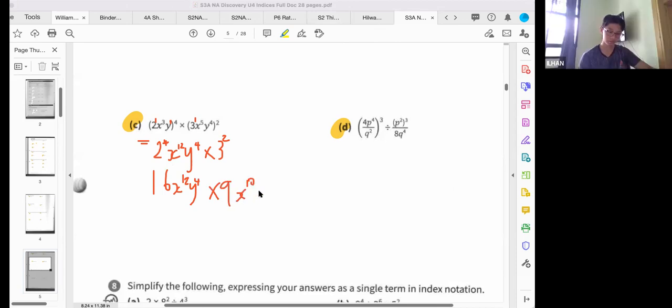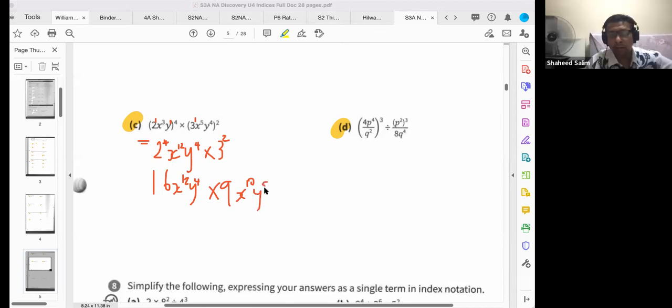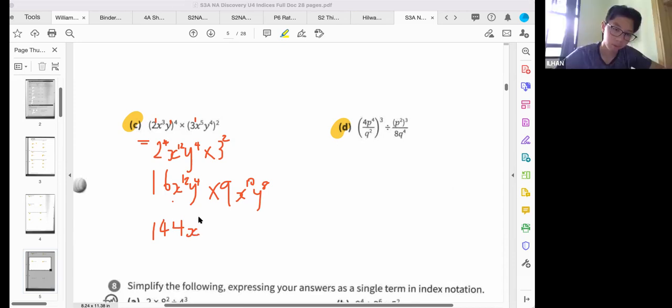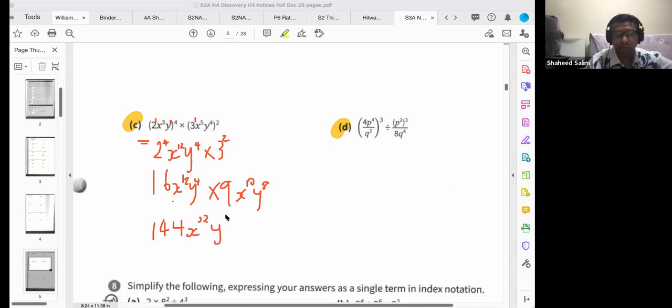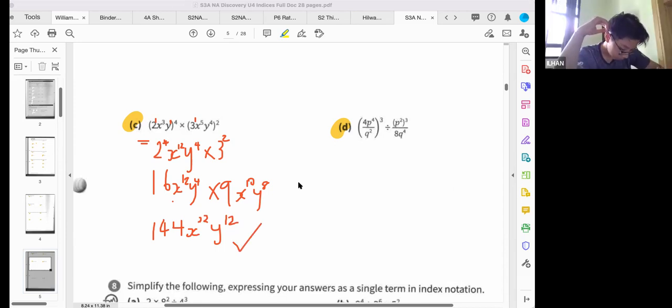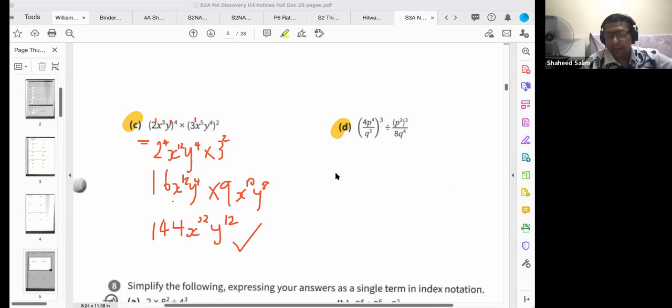Okay, now you combine. Now remember, when you times without bracket, you plus the powers, right? So 16 times 9 is 144. Take number times number. Now, x12 times x to the power of 10. Your answer is x to the power of 22. And then y to the power of y4 times y8, 12. Like that. Are you okay? Yeah. All right, you try the next one now.